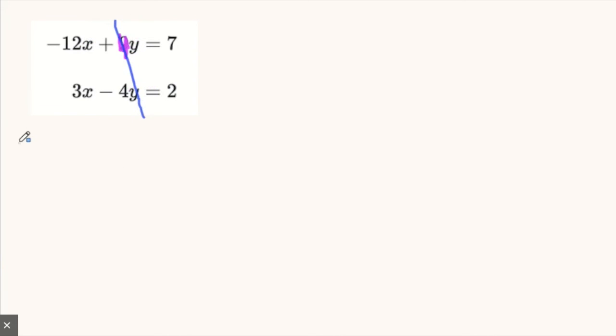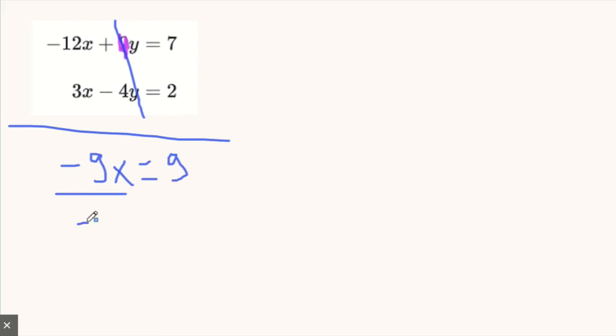When we cancel these out, we can just draw a line. Negative 12x plus 3x is going to give us negative 9x. These canceled out equals 7 plus 2 is going to give us 9. Divide both sides by negative 9, and we get x equals 9 divided by negative 9, which is, because they have different signs, negative 1. That's going to be our x value.